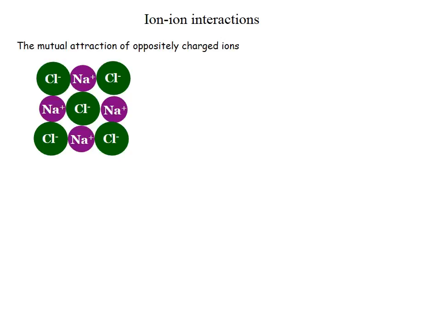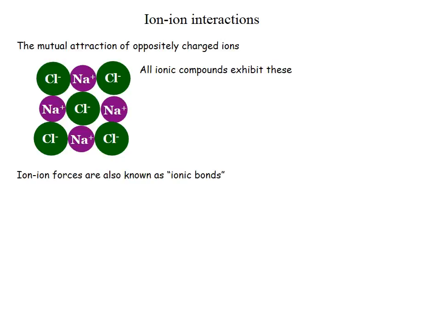Ion-ion interactions, we're going to start at the top of the list. This is the mutual attraction of oppositely charged ions. The example I have here is sodium chloride, but any ionic compound would work here because all ionic compounds exhibit these interactions. These are actually just another name for the ionic bonds that you learned about first semester.